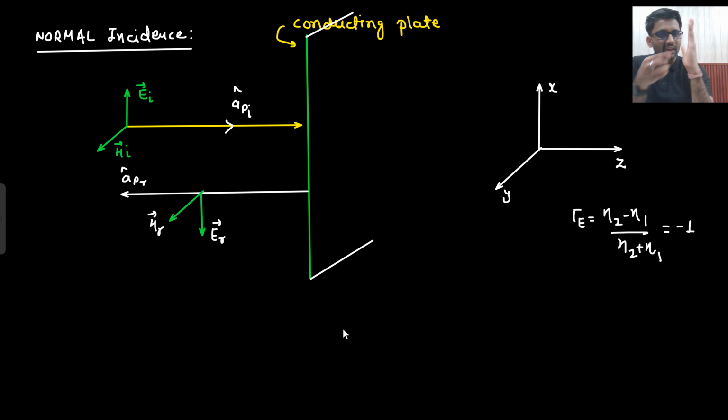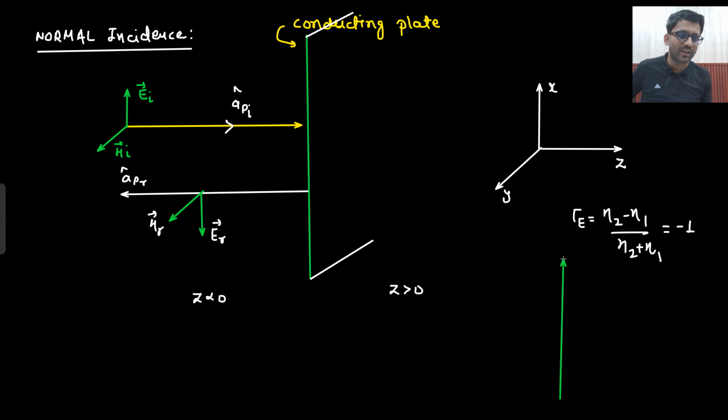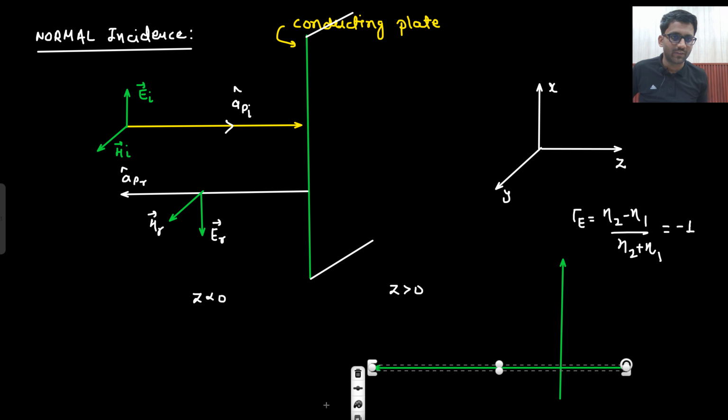Now here, incident wave is there, reflected wave is there. Both superimposing, what will they make? They will make a standing wave pattern. So if I am calling this region z less than 0 and this region z greater than 0, for z less than 0 I will get a standing wave pattern. And how will that standing wave pattern look? Can you let me know? You will have the standing wave patterns for the electric field as well as the magnetic field.